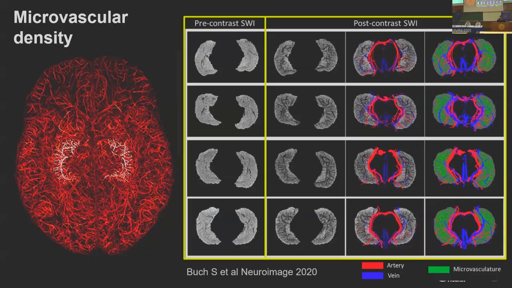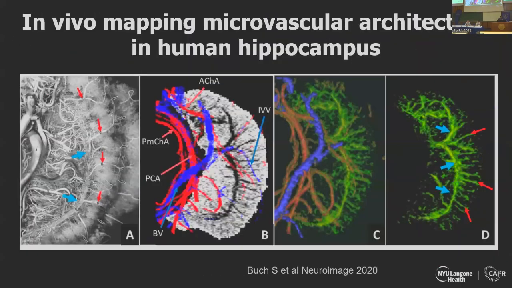So this work is done by Sagar Buch in Dr. Haacke's group from Wayne State. We have been collaborating on the USPIO project for 7 or 8 years now. And I think this is the first in vivo mapping of microvascular architecture in these details for the hippocampus. It's quite well matched with the postmortem study pictures on the left.